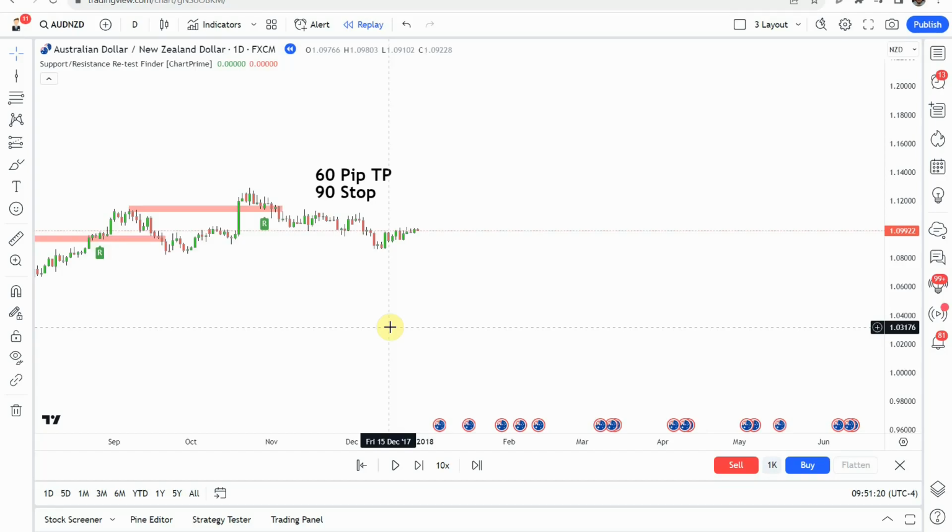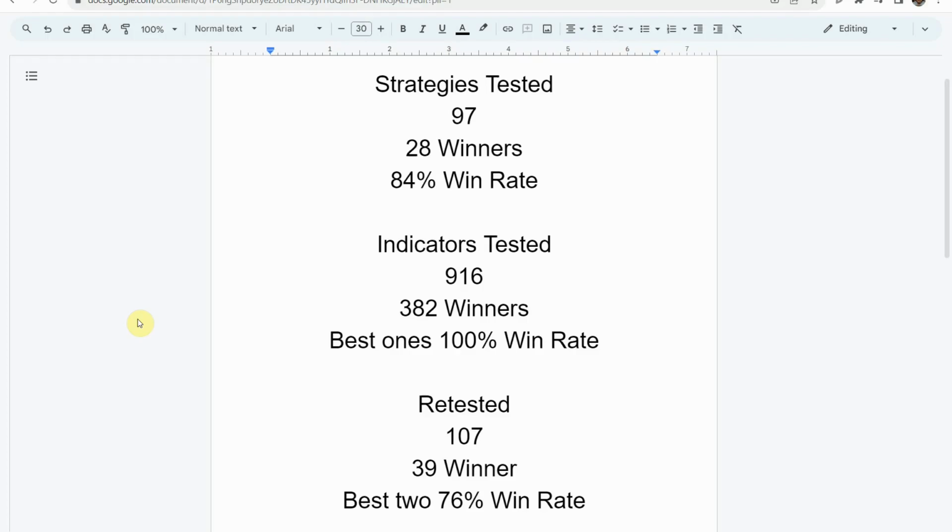Alright, as I said, today we will be testing the support and resistance retest finder indicator. Before we do though, I wanted to put the testing scoreboard up for everyone to see. So to date, we have tested a total of 97 different strategies, with 28 of them being winners. The best one so far we were able to achieve an 84% win rate. We've also tested a total of 916 indicators, with 382 of them being winners. The best one so far we were able to achieve a 100% win rate.